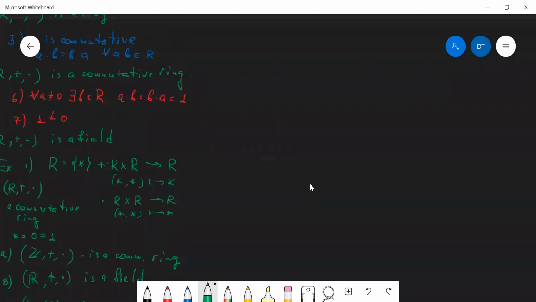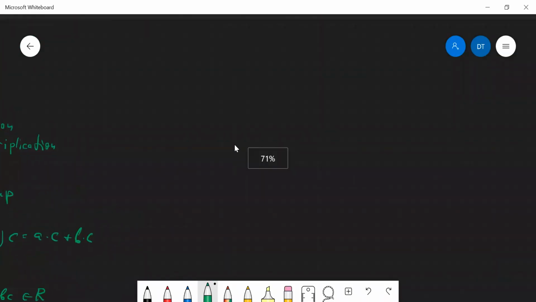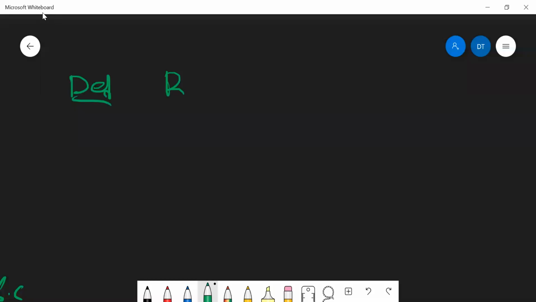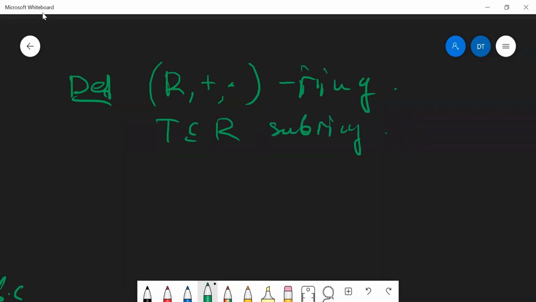So let me proceed. If we have a ring, like when we have vector spaces, we have subspaces. So now I want to discuss the notion of a subring. So definition. Let's suppose we are given a ring. This is our context. And I want to define a subring. This is what I'm going to define.